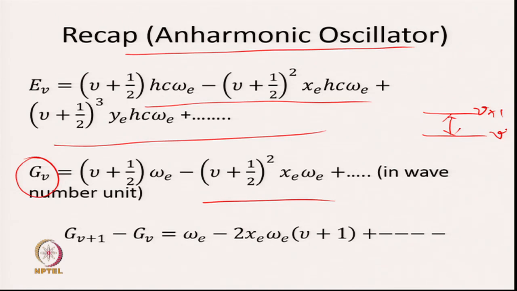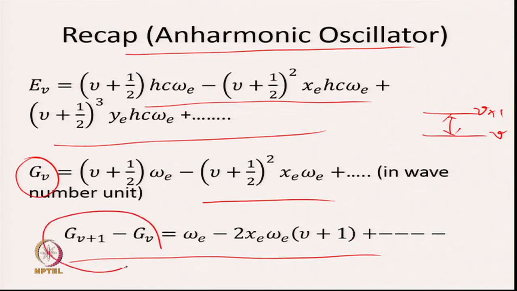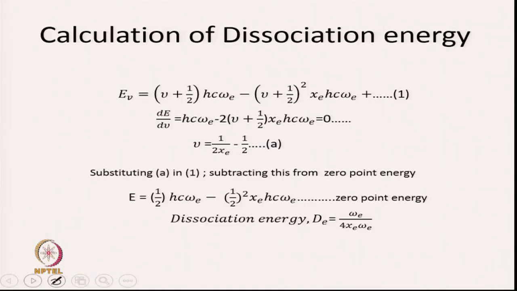So, if you calculate the difference between this vibrational level in centimeter inverse, you are going to get this formula. G V plus 1 minus G V is equal to omega E minus 2 x E omega E times V plus 1. And so, if we plot this versus V plus 1, then we can get x E and omega E.